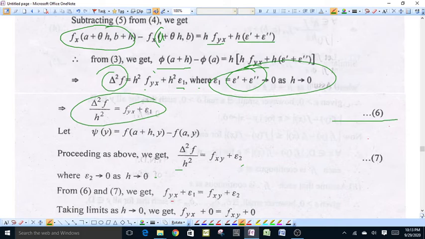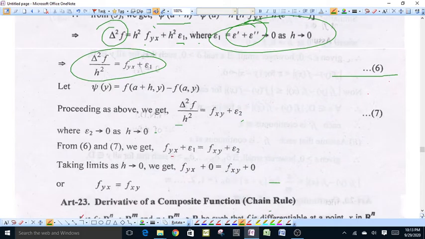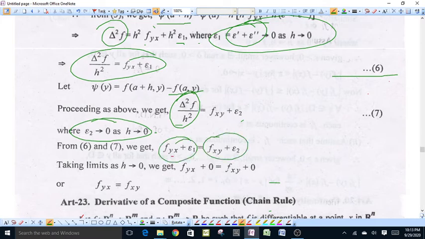Suppose this is equation 6, and let phi(y) be equal to f(a+h, y) minus f(a, y). Proceeding as above, we get that delta square f upon h square comes out to be fxy plus epsilon 2, and epsilon 2 approaches 0 as h approaches 0. From 6th and 7th, we have fyx plus epsilon 1 is equal to fxy plus epsilon 2, and taking the limit as h approaches 0, epsilon 1 and epsilon 2 approach 0, therefore fyx plus 0 is equal to fxy plus 0, that is fyx is equal to fxy.